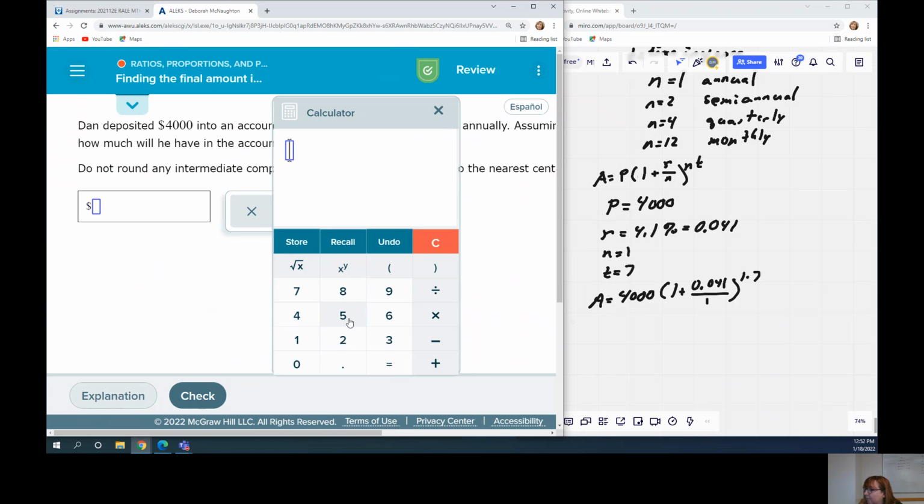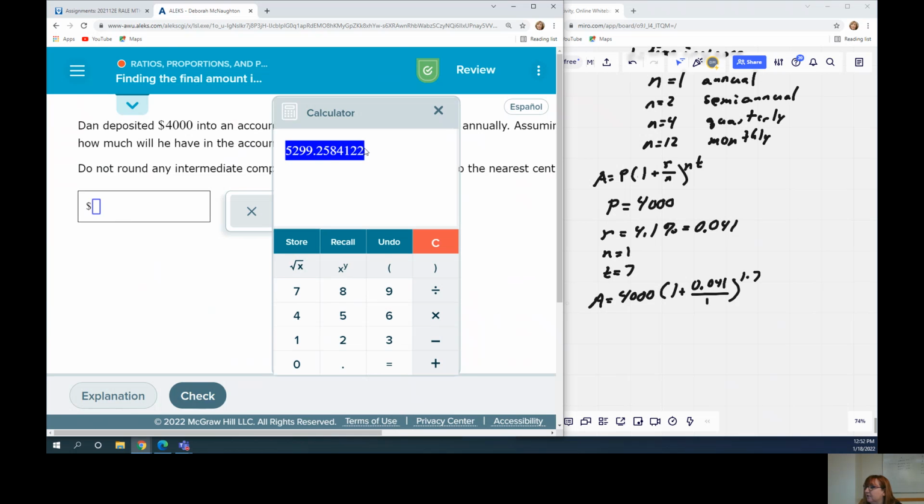So now I'm going to put this formula in. I leave out the A equals. So it's 4,000, parentheses, 1 plus 0.041 divided by 1. Move your cursor out to add the end parentheses. And then we use this to raise it to a power, 1 times 7. Okay, and when we have it all done, we just hit equals.